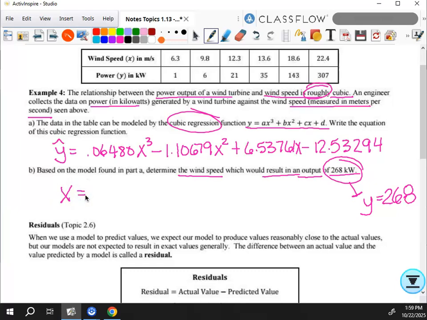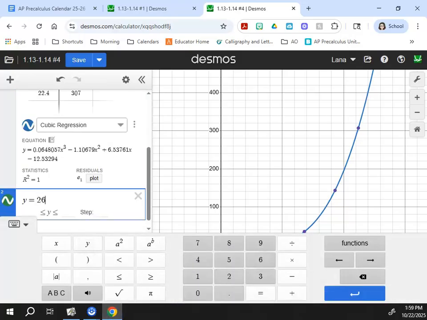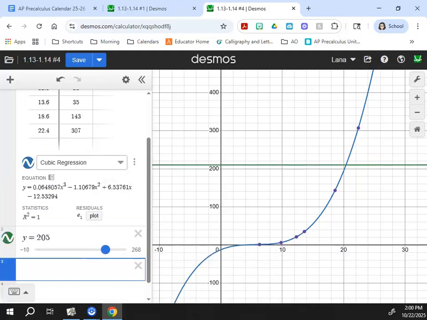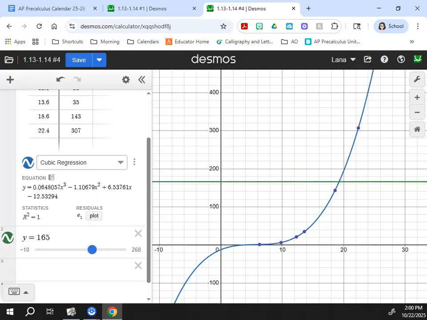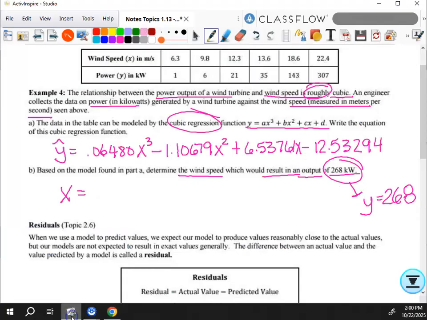So in Desmos, I'm literally just going to type in y equals 268. And remember, when you hit enter, you get that slider. I think I talked about this yesterday, but I know I didn't in every class. This allows me to check different y values without having to actually plug it in or change my numbers. But it doesn't really help us on this question. So then there is where they intersect. There's my answer right there. Okay, so x equals 21.65265. And what are my units?